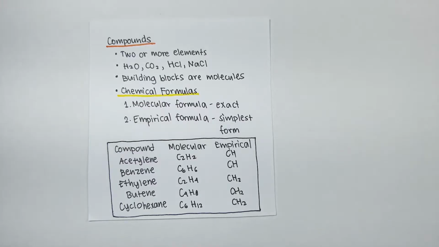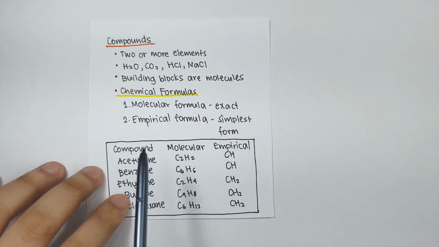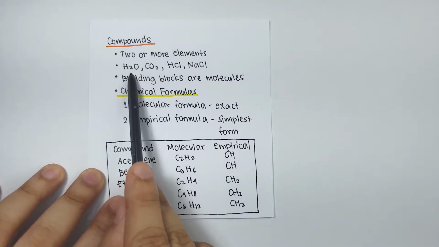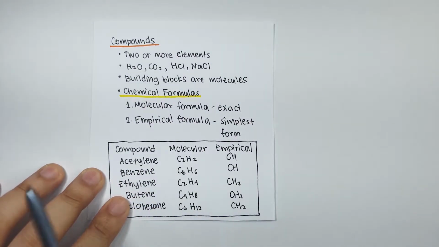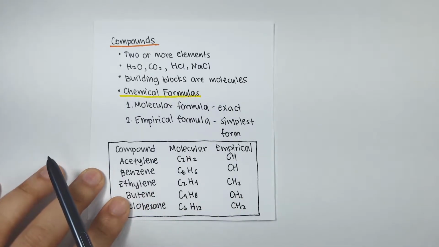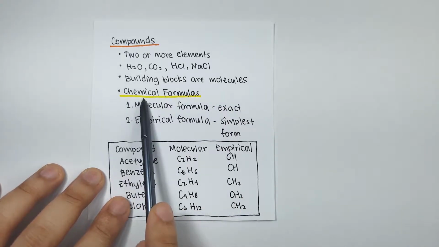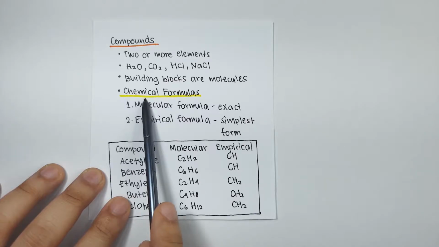So our next topic is compounds. Compounds are two or more elements like H2O, CO2, HCl, and NaCl. Yung building blocks niya are molecules. Now, ang compounds ay may dalawang klaseng chemical formulas.